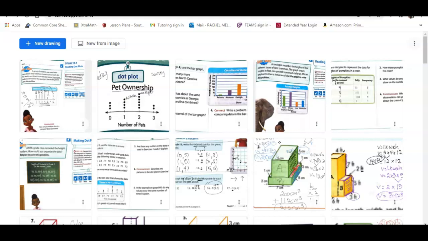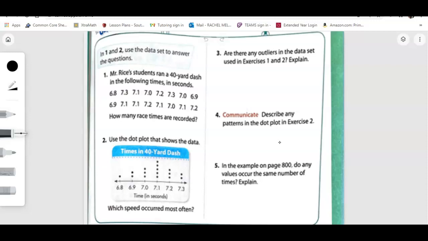Okay, so now, make sure I'm doing the right one. It's this one. We are going to do numbers 1 through 4 in this video. We don't care about number 5. Okay, so numbers 1 and 2 says use the data set to answer the questions. Remember, a data set really is just a bank of information. Okay, so the question on number 1 says Mr. Rice's students ran a 40-yard dash in the following times in seconds.